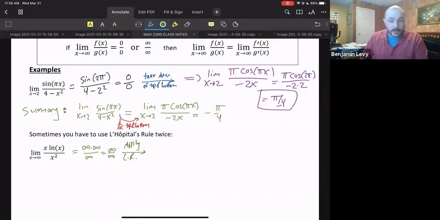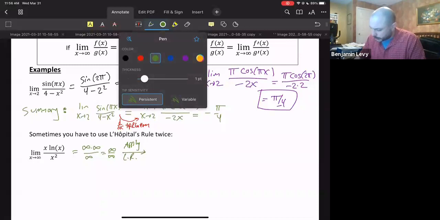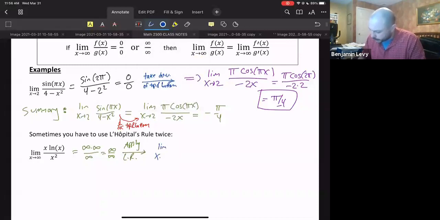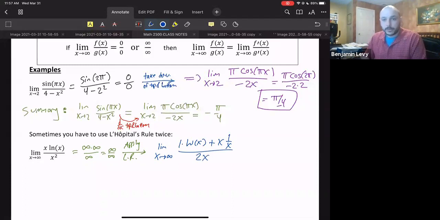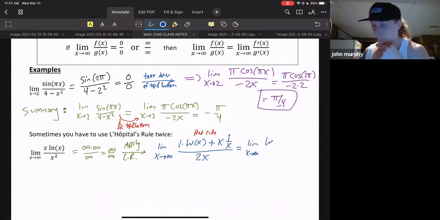So let's take a derivative. And the derivative on the top now is going to be a product rule. Let me switch colors here. All right, so we're really looking at the limit as x goes to infinity. Let's take a derivative, and we'll have f prime g plus f g prime all over 2x, right? So it's a product rule and then just a power rule. Is that okay? And let me just go ahead and simplify that. This becomes ln x plus 1.